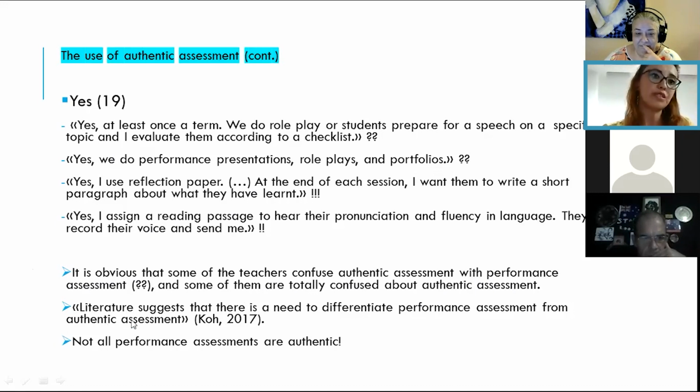However, literature suggests that there is a need to differentiate performance assessment from authentic assessment because not all performance assessments are authentic. For example, for performance assessment, sometimes we require learners to make presentations in the form of monologues, but in real life, we don't have such performances, let's say.